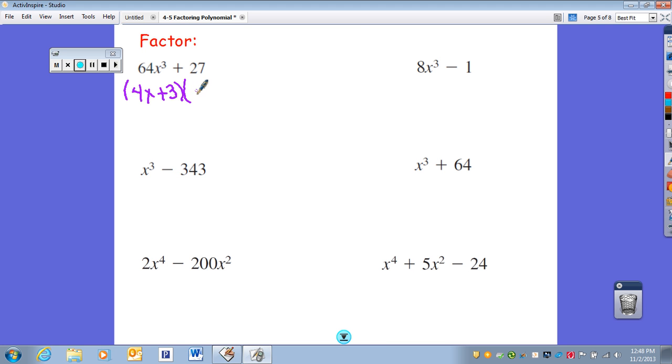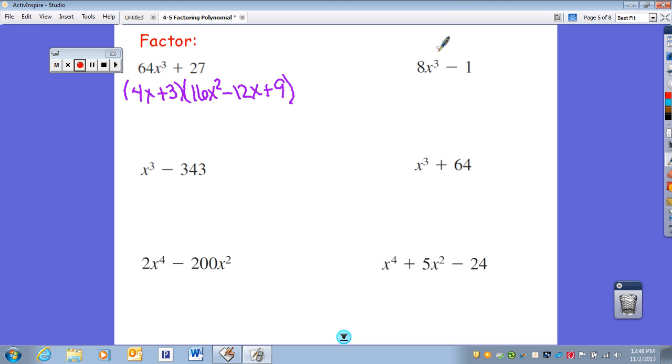Then to continue our pattern, we square the first term, which is 16x squared, and then we want to subtract the product of the a and the b, which would be 12x, and finally we square the last term, which would be plus 9.